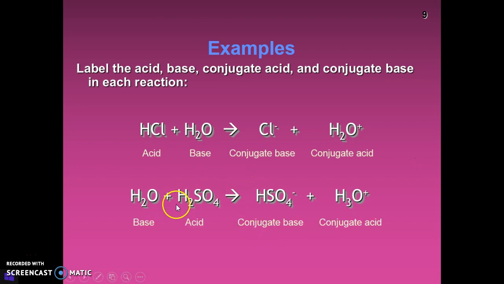Here are the answers. So water is acting like the base because it's going to accept the H+ from H2SO4, which is the acid. HSO4- is the conjugate base. They are identical except for an H+. These two things are identical except for an H+, so they are conjugates of each other.